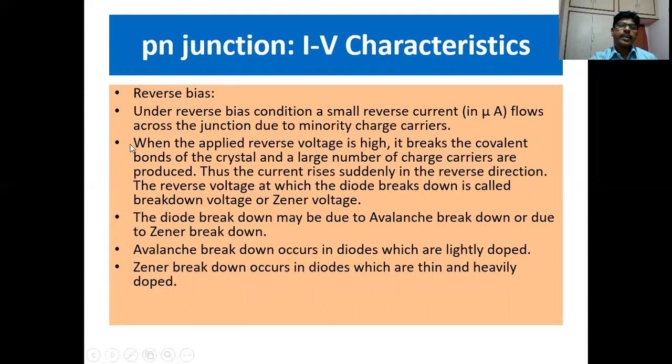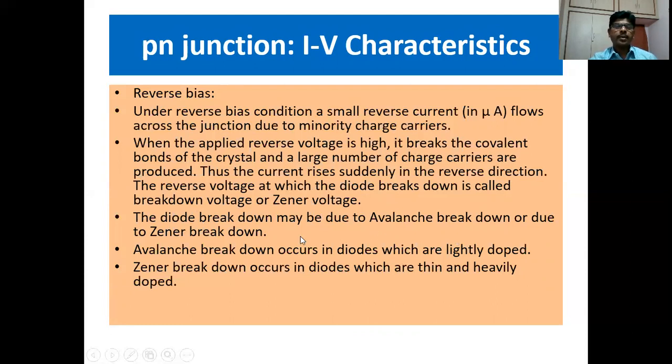Reverse bias, what happens? Under reverse bias condition, a small reverse current in microampere flows across the junction due to minority charge carriers. When the applied reverse voltage is high, it breaks the covalent bonds of the crystal and a large number of charge carriers are produced. Thus, the current rises suddenly in the reverse direction. The reverse voltage at which the diode breaks down is called the breakdown voltage or Zener voltage. The diode breakdown may be due to avalanche breakdown or due to Zener breakdown.